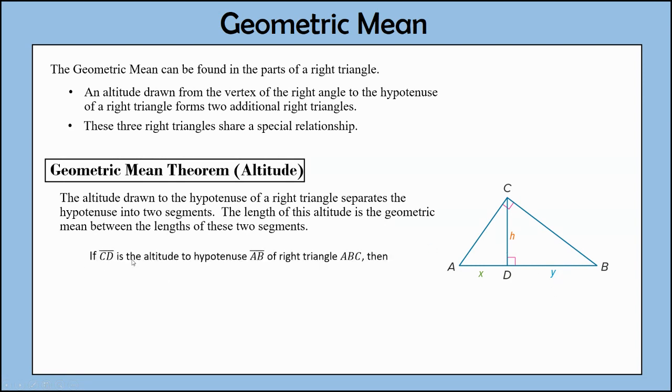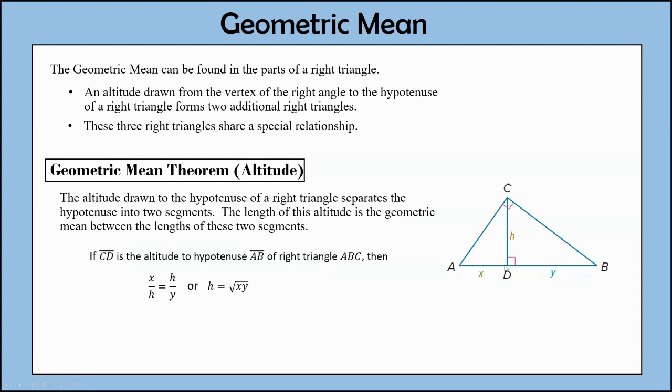And what studies show is that this altitude is the geometric mean of the two segments it gets divided into. So this H, the height here, the length of CD, is equal to the square root of the product of X and Y. That's geometric mean. So given this drawing, I know H is equal to the square root of X times Y.